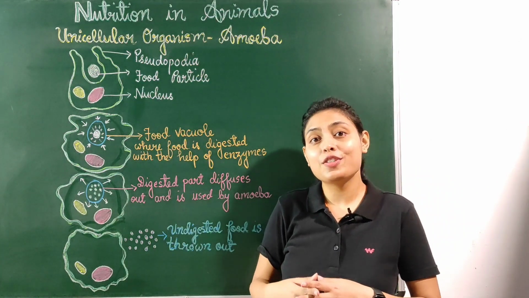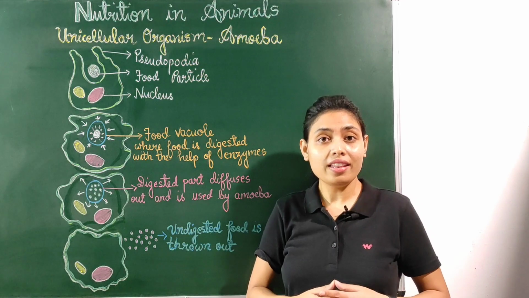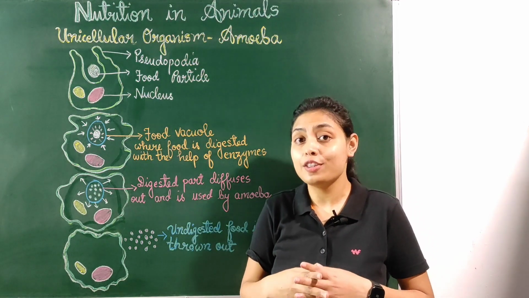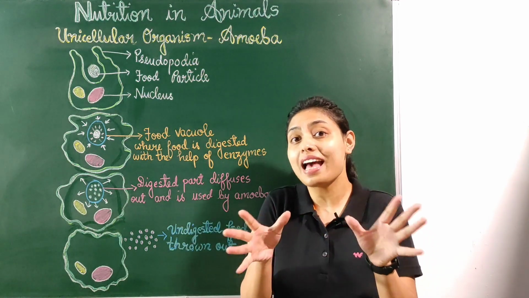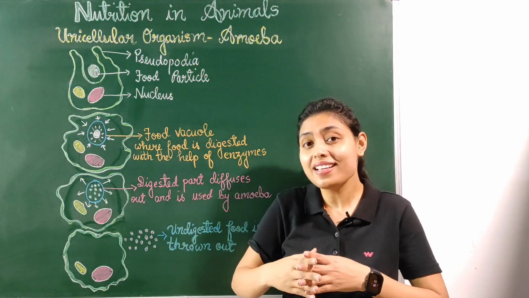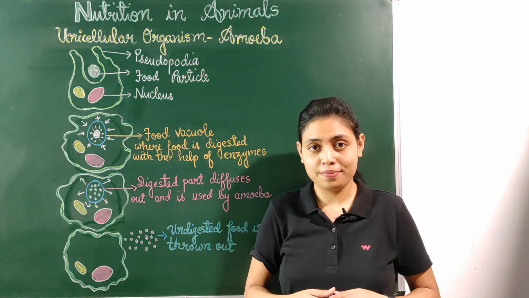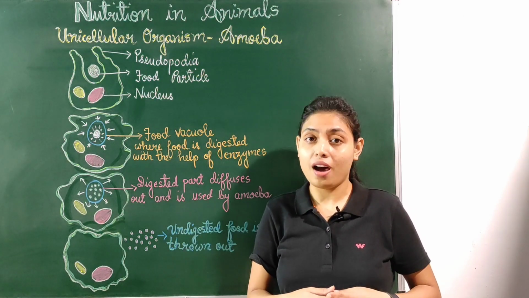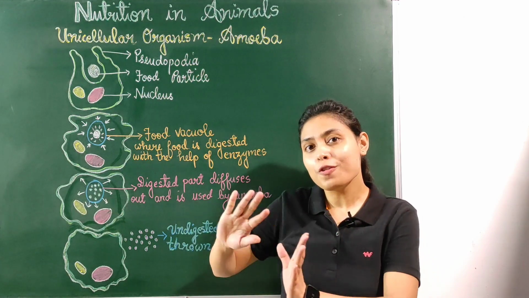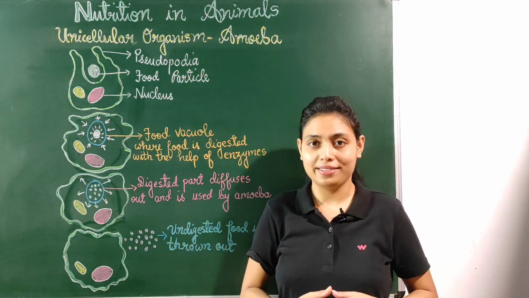The food gets digested with the help of enzymes. And when the food is completely digested, it diffuses out, where amoeba uses this digested food for its growth and development. And the undigested part moves to the surface of the cell from where it is removed out from the body.